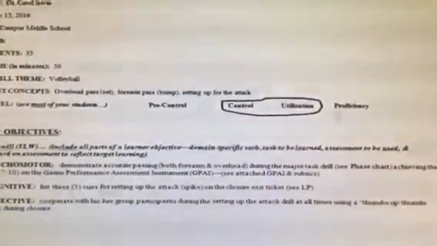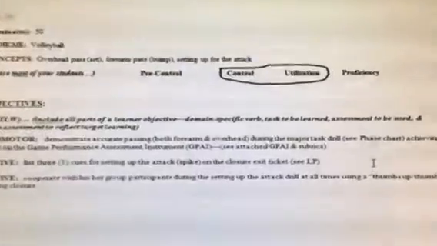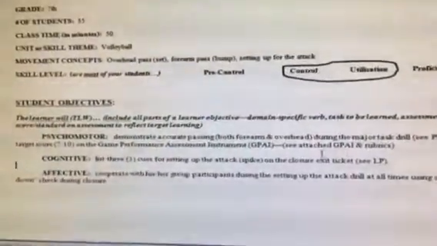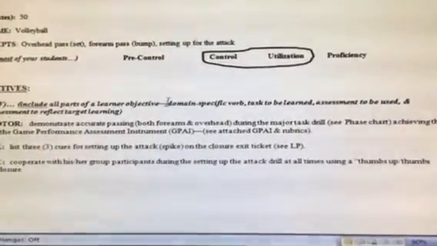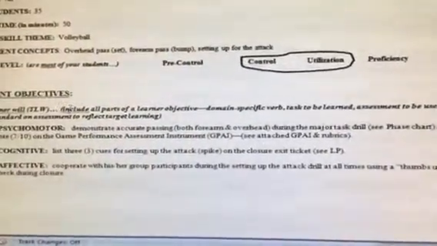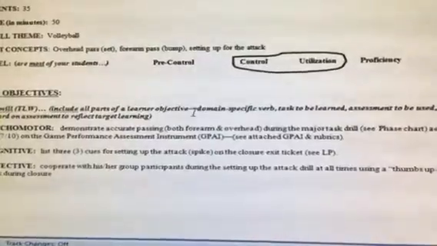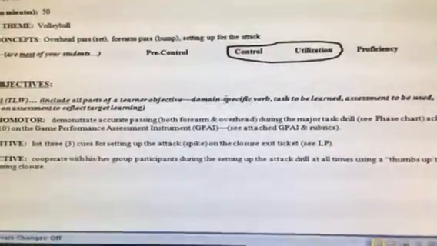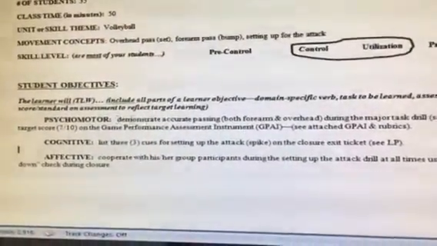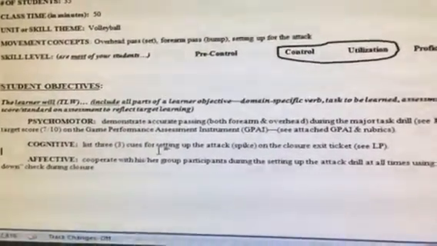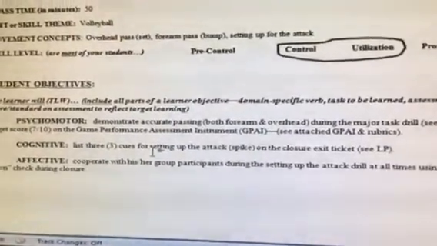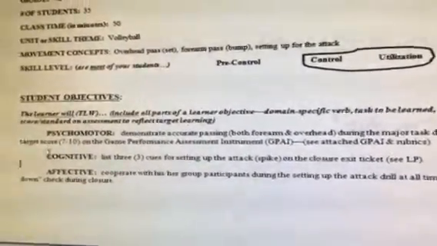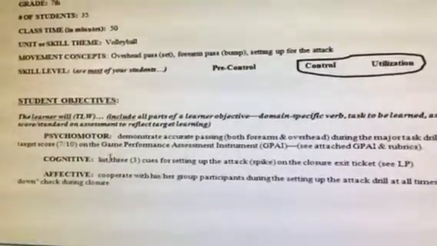Okay, and then we go down to the objectives, which are vital, really, really important. And notice here there are different parts, and you need to include all parts of the learner objective. You need the domain-specific action verb. For psychomotor, it would be demonstrate, being able to demonstrate a motor skill, perform a motor skill. That's the psychomotor domain. For cognitive, it's list right here.